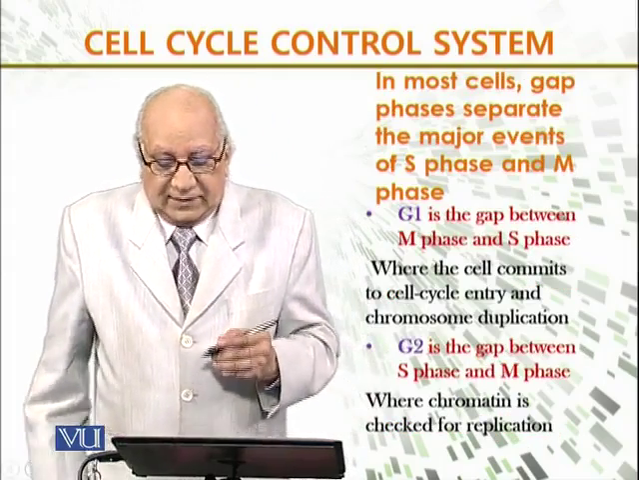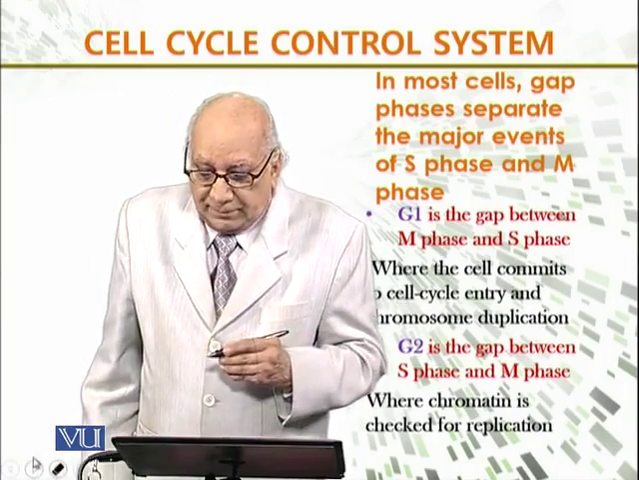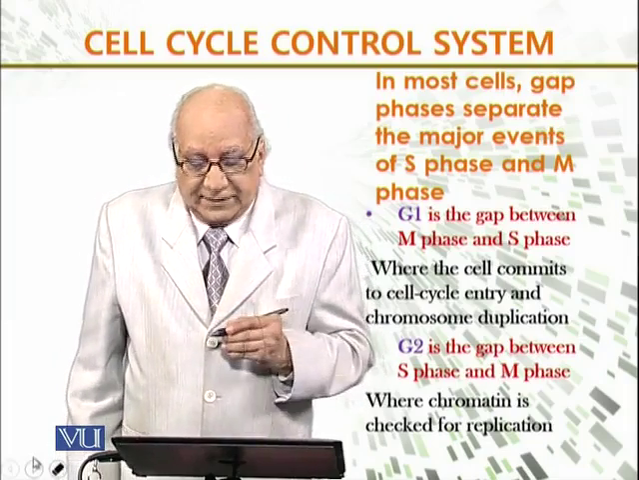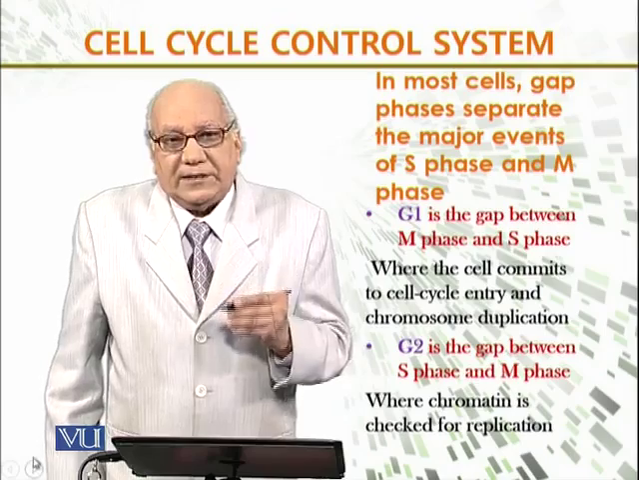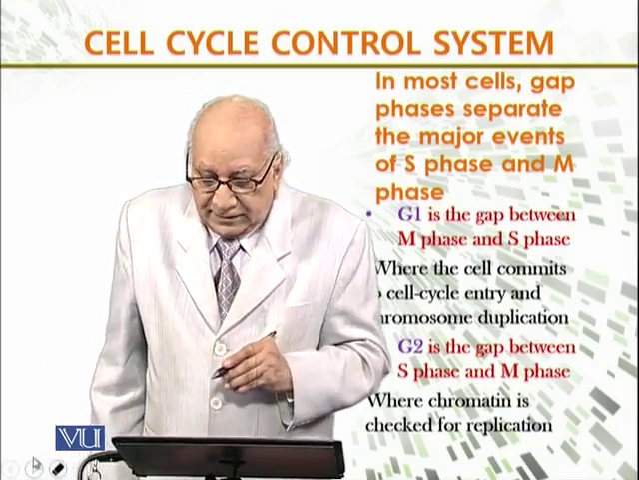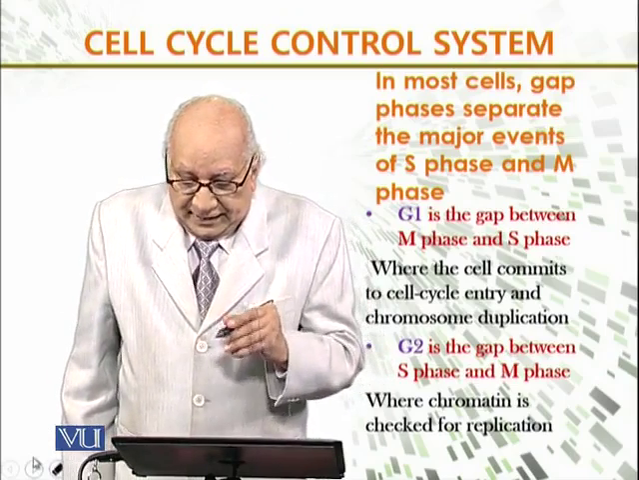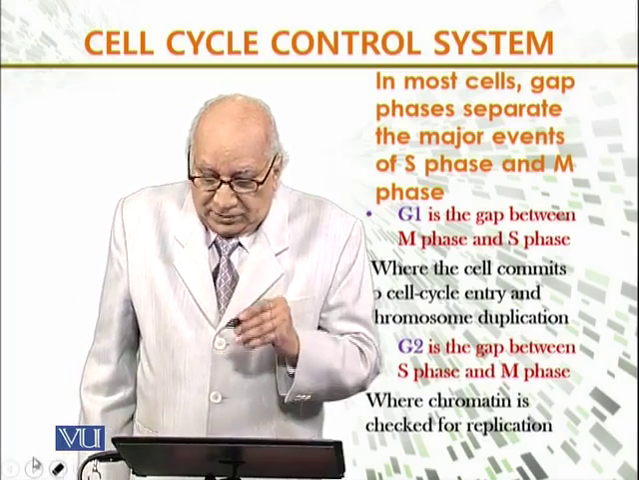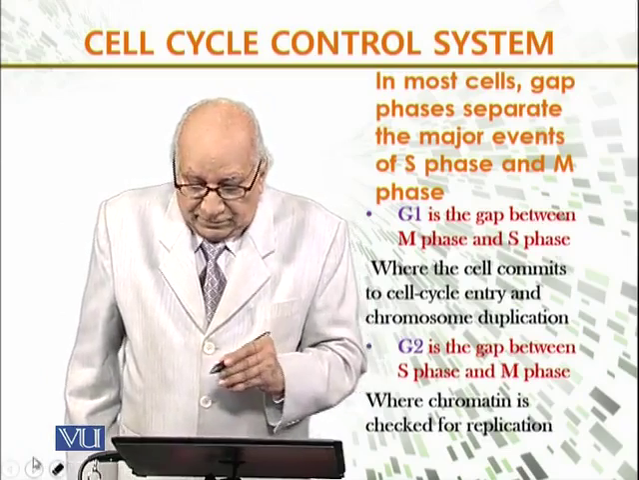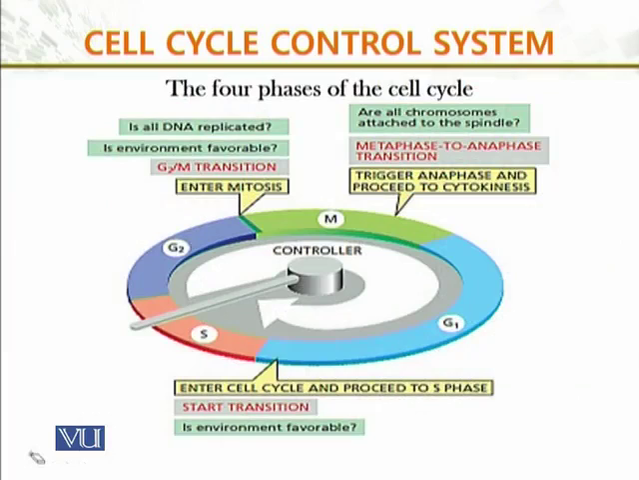Now, again, bear in mind that in most cells, the gap phases separate the major events of the S phase and M phase. The gap phases are indicated as G1, which is the gap between M phase and S phase, where the cell commits to cell cycle entry and chromosome duplication. G2 is the gap between S phase and M phase, where chromatin is checked for replication.